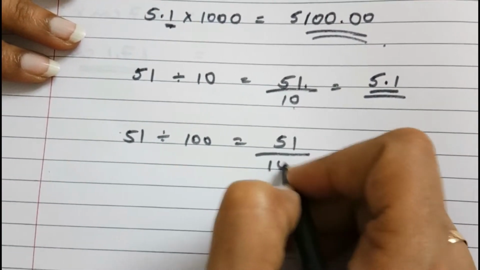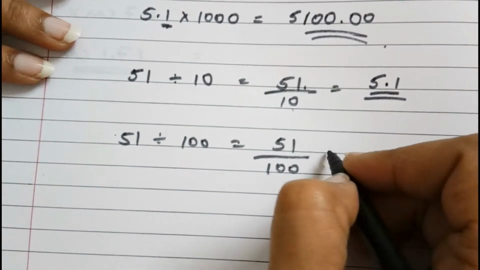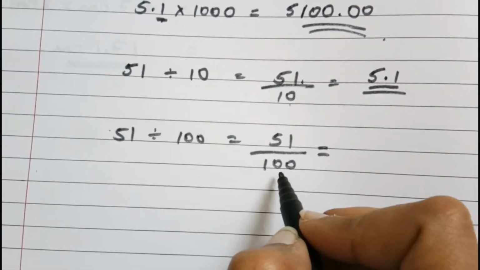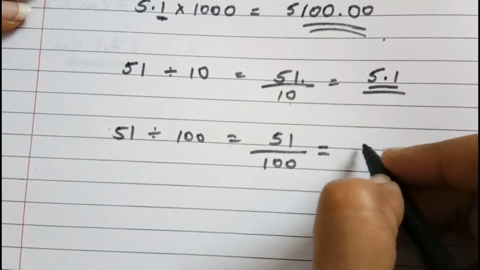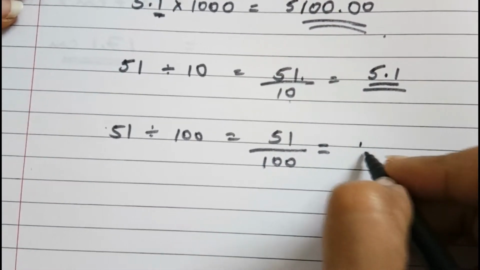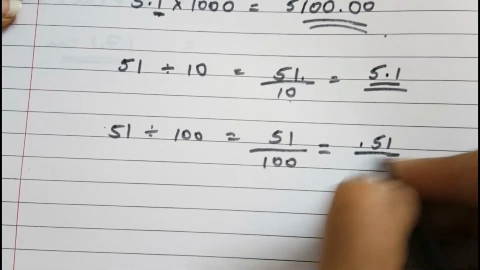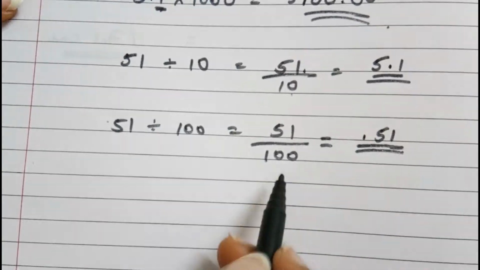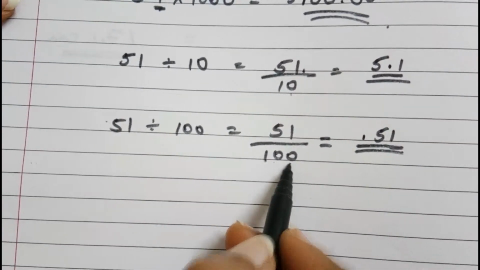Clear? In the same case, if it is 51 divided by 100, how will we write this? 51 by 100, which equals, as we said, it moves towards left, and there are 2 zeros, so it moves 2 places. It will be 0.51 because it moved 2 points towards left. Why? Because there were 2 zeros.